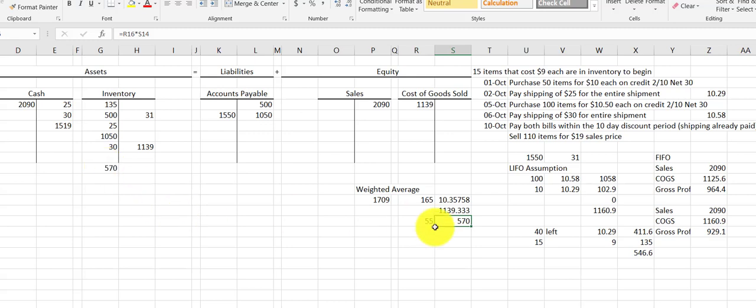And as you go forward, if there were more purchases and more sales and stuff for the weighted average, you would have this $10.36 would become your cost. Just like we said up here, the $9. If we go forward to the next month, this $10.36 would be the cost per unit to carry over to the next month or next accounting period.